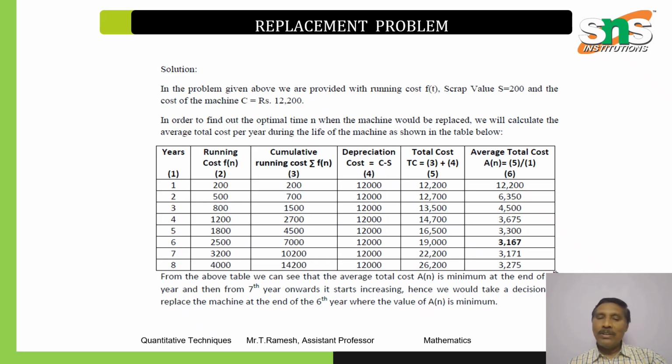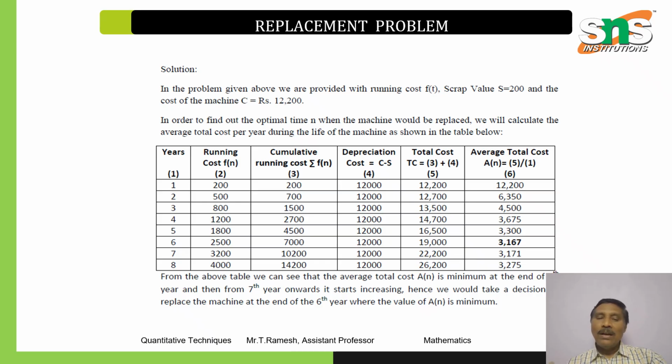Likewise, we calculate all the succeeding years. So we conclude that the average cost in the first year is 12,200, second is 6,350, third 4,500. So year by year, the average cost is reduced. Up to the sixth year, the average cost is decreased. After the sixth year, in the seventh year, the average cost will be increased.